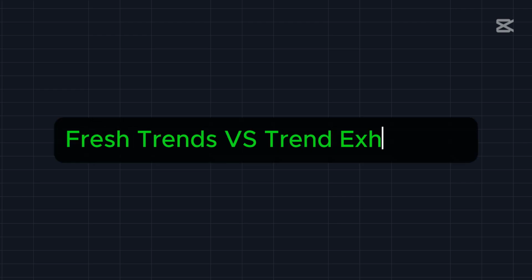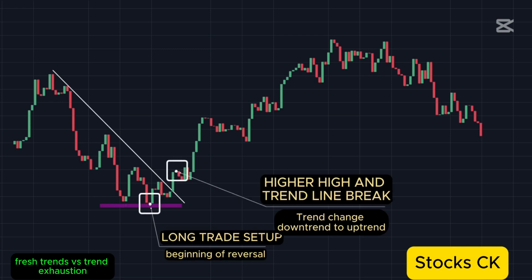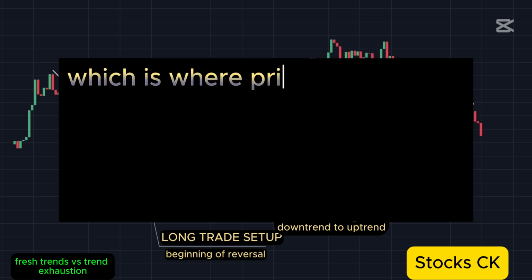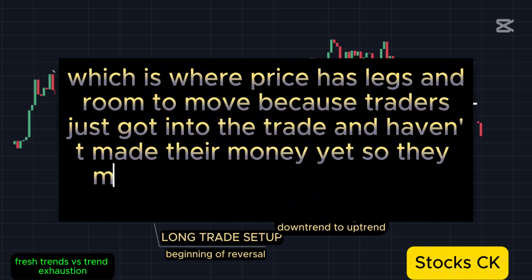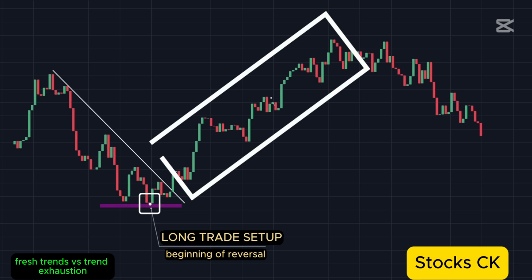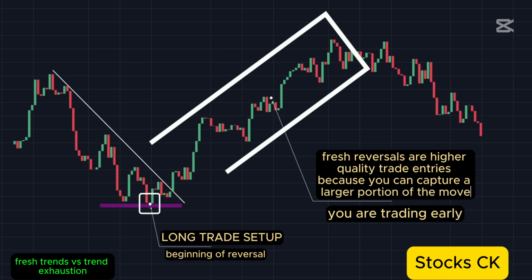Fresh trends versus trend exhaustion. You had your long trade set up here, followed by a higher high and trendline break confirmation. When you get into a trade close to the start of a move, this is known as a fresh trend, which is where price has legs and room to move. Because traders just got into the trade and haven't made their money yet, they most likely aren't closing out those positions just yet. Fresh trends or fresh reversals are higher quality trade entries because you can capture a larger portion of the move, as you are getting in early.